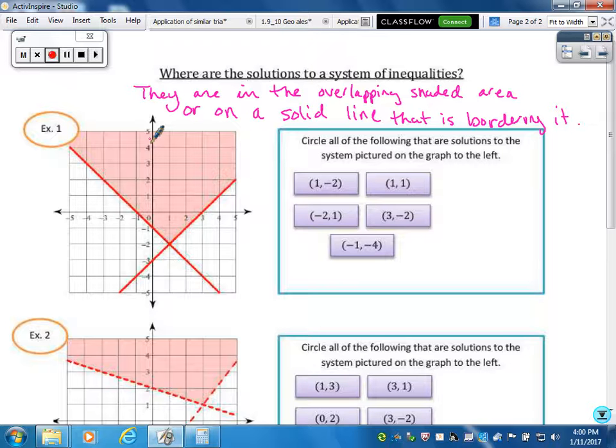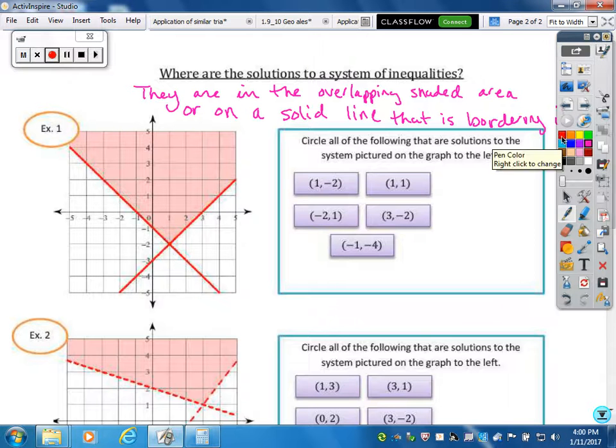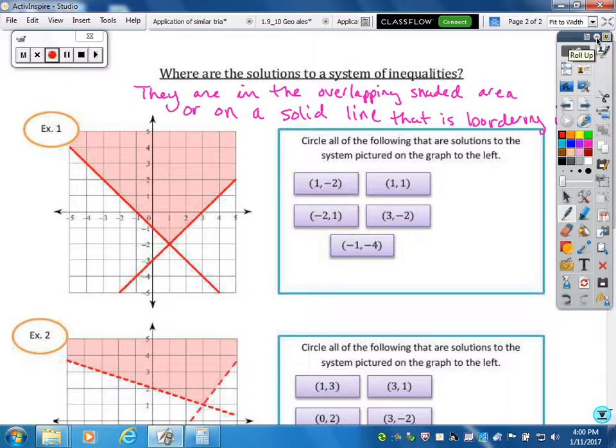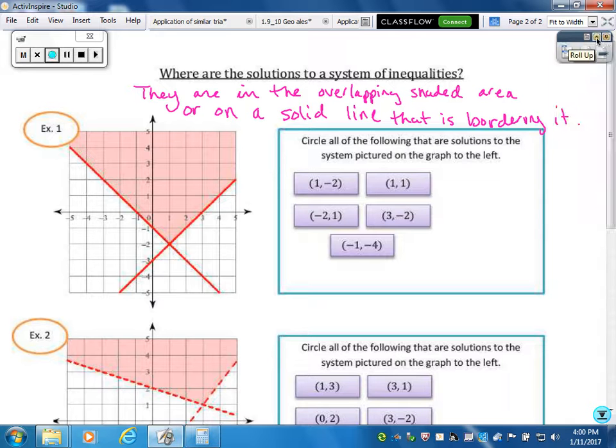And it says circle all the following that are solutions to the system pictured on the graph to the left. So let's see what we got. I'm going to pick a different color so it shows up a little bit better. How about dark red? And let's see how this goes.